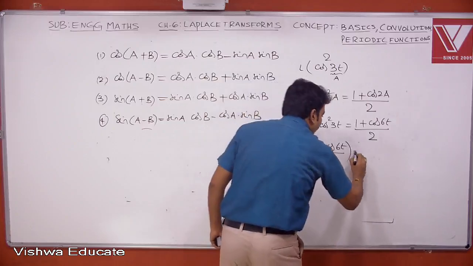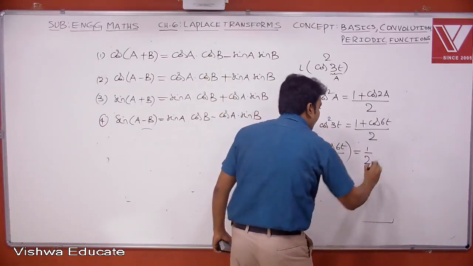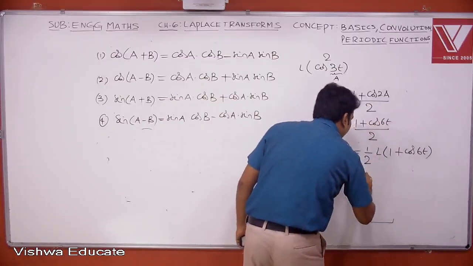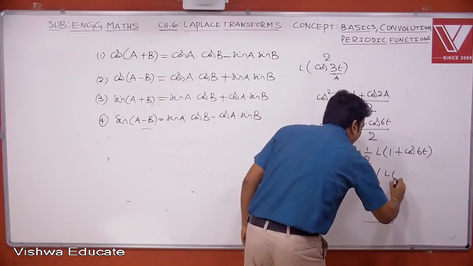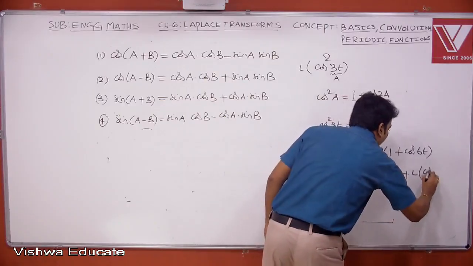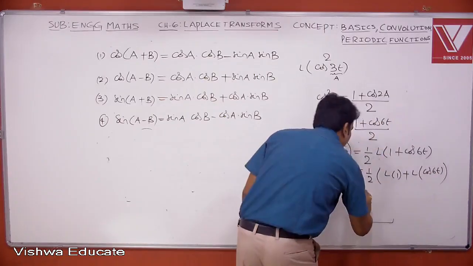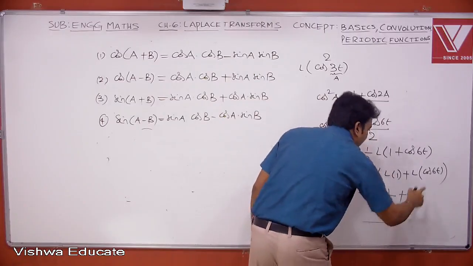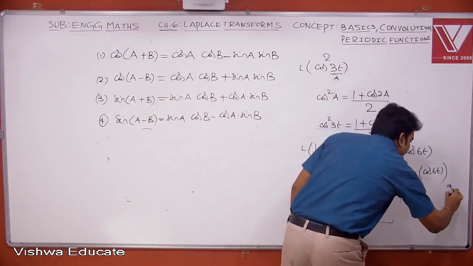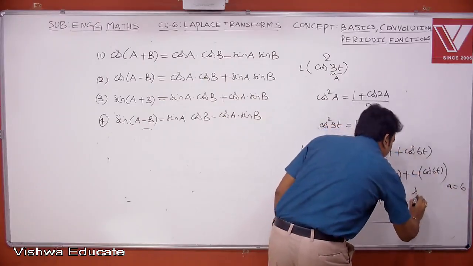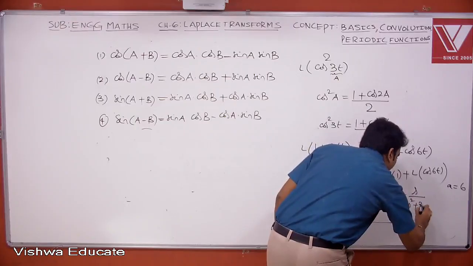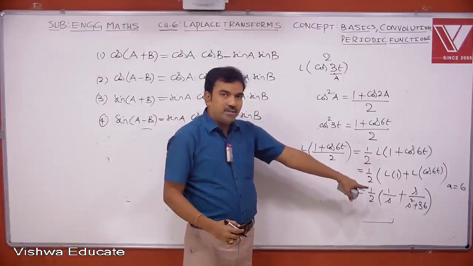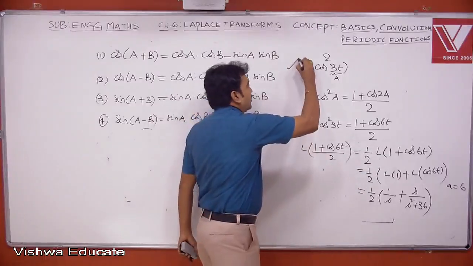1 by 2 is constant, so you can apply the linear property. This is half into Laplace of 1 plus cos 6t. Again apply the Laplace linear property: this is Laplace of 1 plus Laplace of cos 6t. So this is half into Laplace of 1, which is 1 by s. Here a value is 6. Laplace of cos 6t equals s by s square plus a square. This is 1 by 2 into 1 by s plus s by s square plus 36. Note this point.